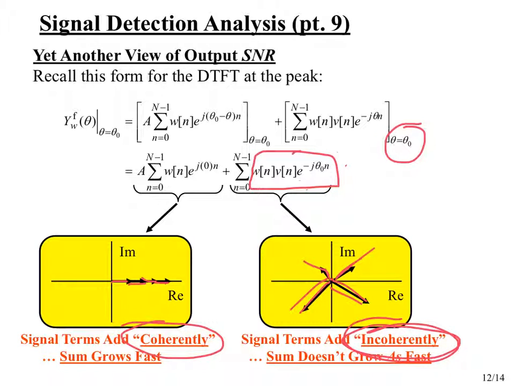And it explains why adding more numbers to our DFT processing gives us an improvement, because this will grow fast. This will grow, but not nearly as fast because it's summing incoherently. All right, let's go to the slide.